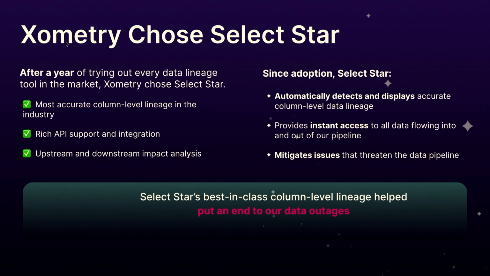Since adopting it, we have automatically detected and displayed accurate column level lineage, and it mitigates the issues and shows the developer the impact. It's when developers try to write some code and they get an error message like, oh, you can't do it. They're frustrated, like, what? Why not? This should be my source code. But it gives you the error message in context and shows you, here's what will break if you do this.